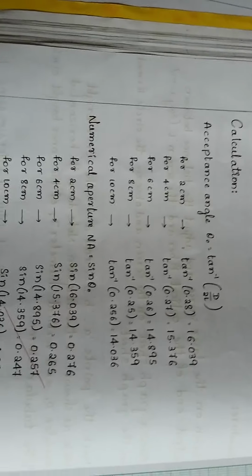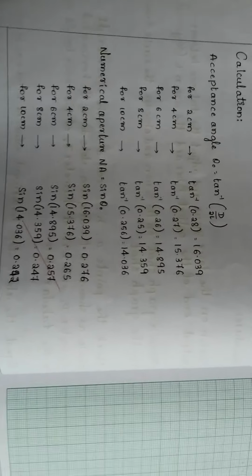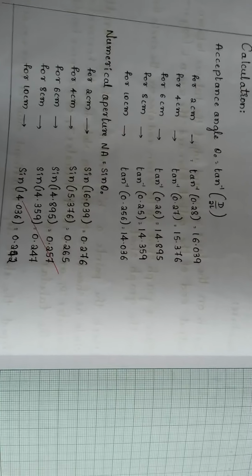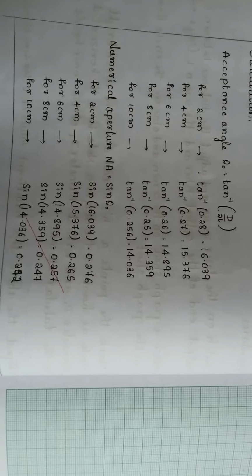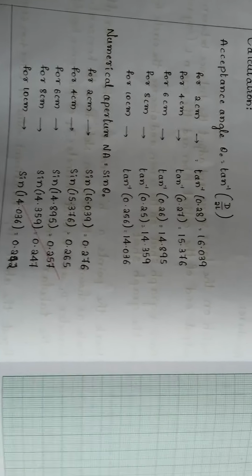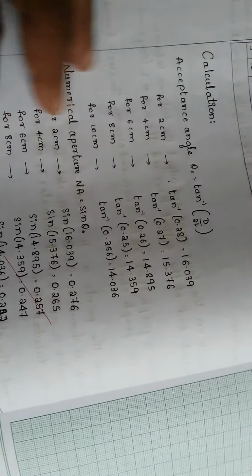The formula used for calculation of acceptance angle and numerical aperture is like this. These are the values we are obtaining here. These values are taken from 2 centimeter, 4, 6 like this, and you calculate both. Theta is equal to tan inverse of d upon 2L, and numerical aperture is equal to sin theta naught. These are the values required. This is one of the simple experiments to find these two values. This is all about the experiment to find the numerical aperture.